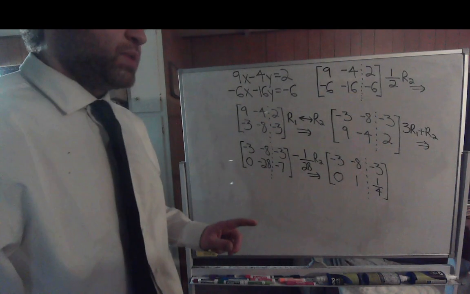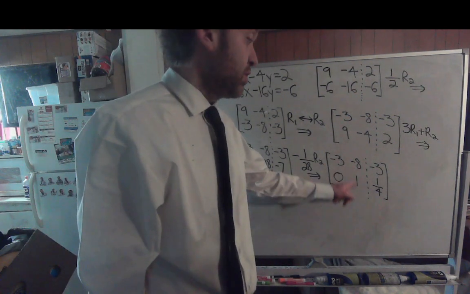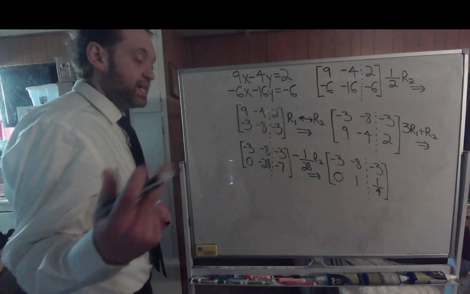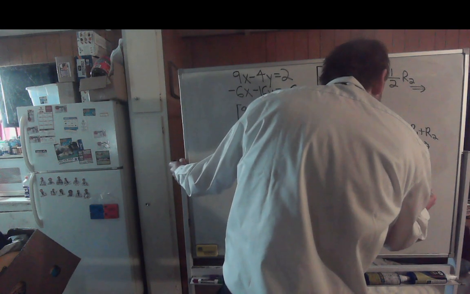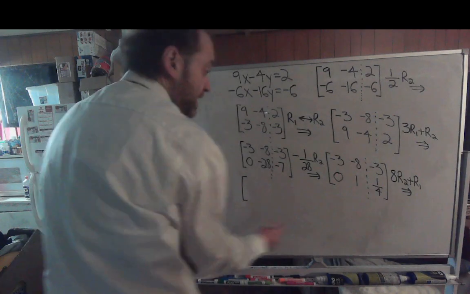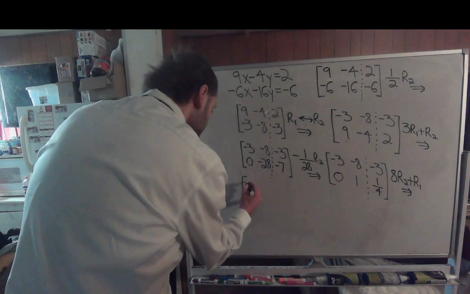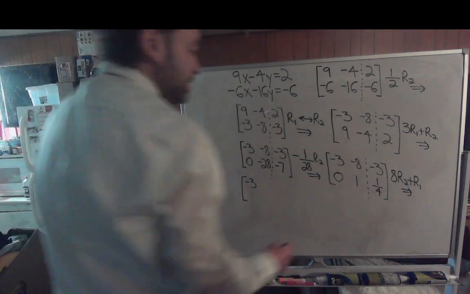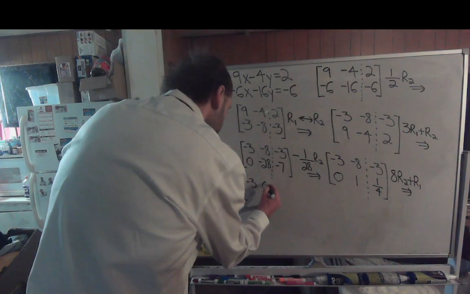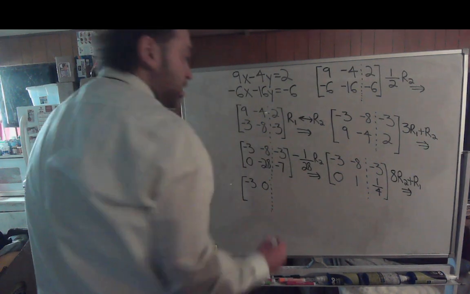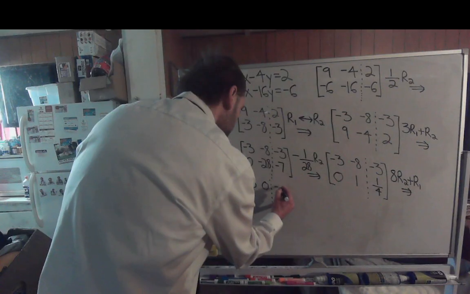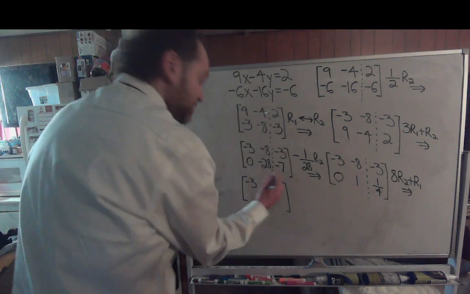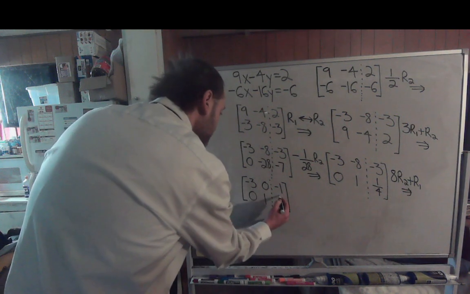The next goal is going to be to make the second digit in the first row also become 0. If we take 8 times row 2 and add that to row 1, we can make that happen. So let's do that. 8 times 0 is still 0, plus -3, so you'll still have -3. 8 minus 8 is 0. Alright. 8 times 1/4 is 2, minus 3 is -1. And then you still have your second row of 0, 1, and 1/4.